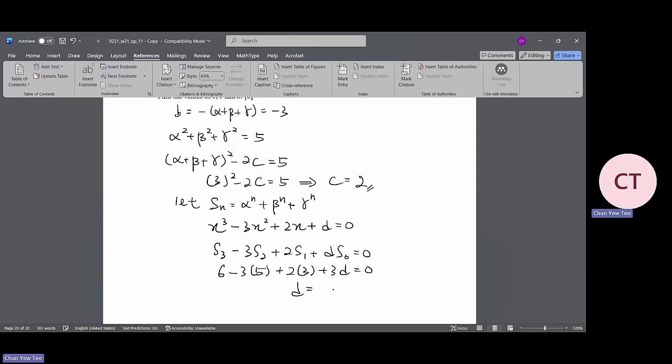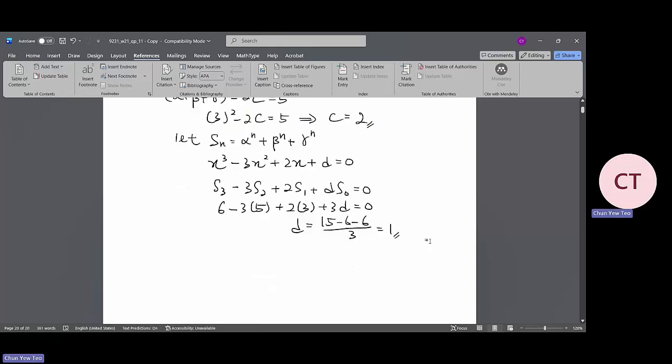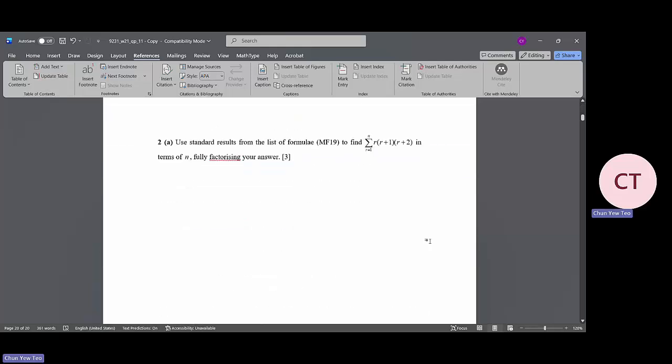So just use the calculator. You get 15 minus 6 minus 6, divided by 3. That will be 1. Done. So this will be the answer for question number 1. Now we move on to question number 2.